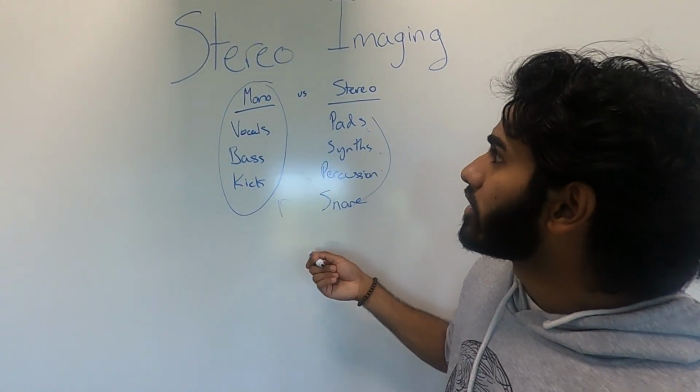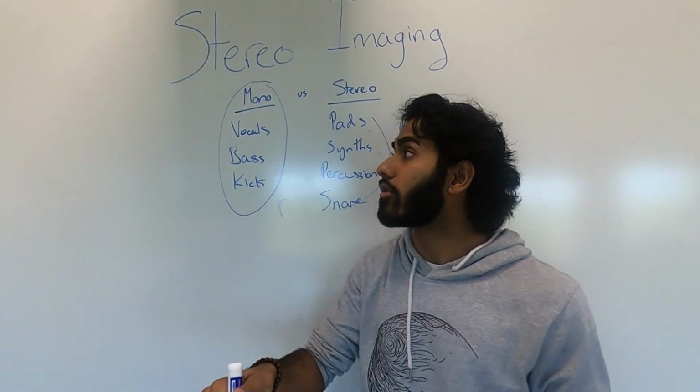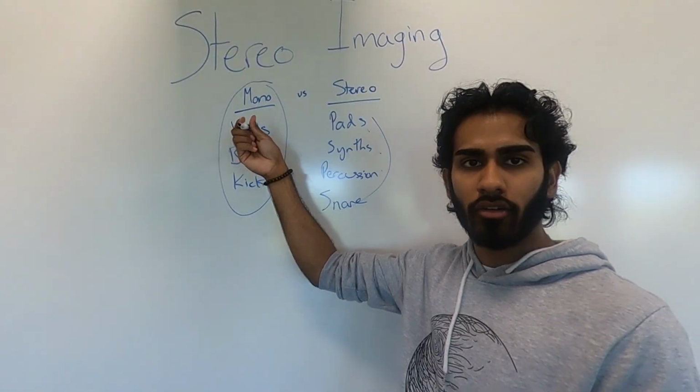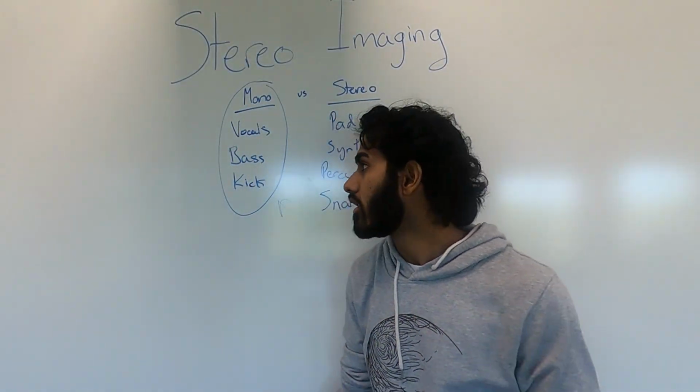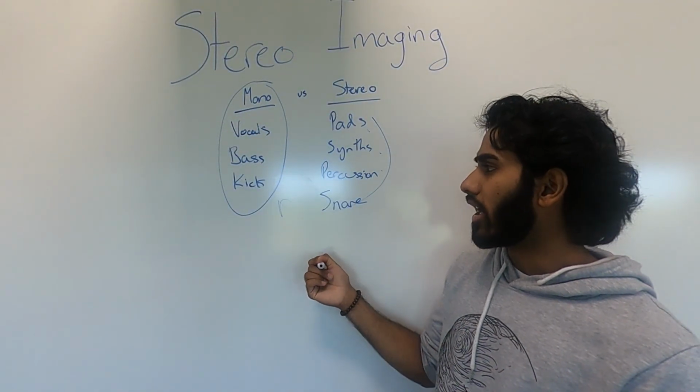So stereo imaging, biggest two things to remember: mono means straight on, single channel. Stereo means two channels and it's coming from both directions. That's stereo imaging recapped for you guys.